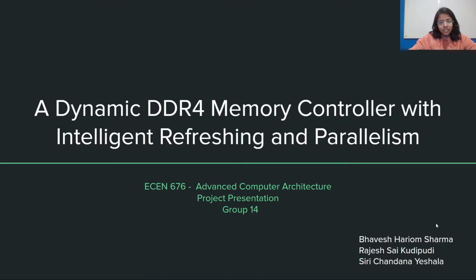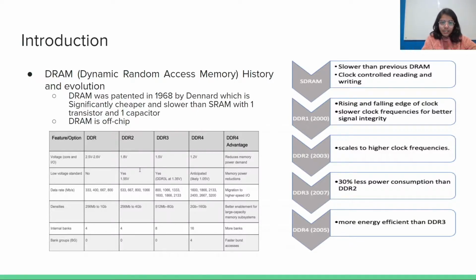Providing high-speed memory access is essential for most modern and high-performance computing systems, and the increase in memory-bound applications further aggravates this. At the lowest level in memory hierarchy, high-speed access can be facilitated by using dynamic random access memory. DRAM is abbreviated as dynamic random access memory, which was patented in 1968 by Dennard. This is significantly cheaper than SRAM, which is static random access memory with one transistor and one capacitor, and a bit is represented by a high or low charge on the capacitor and is significantly slower than SRAM.